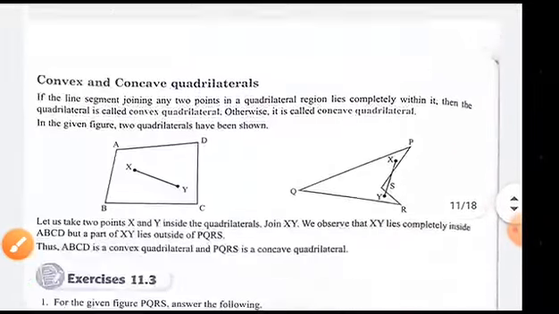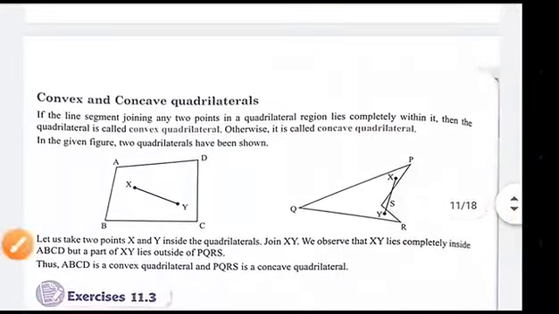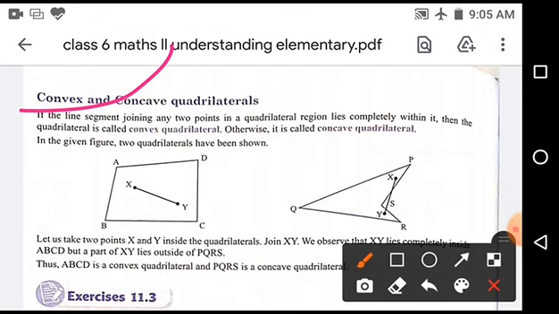Okay. Now, convex and concave of a quadrilateral. If the line segment joining any two points in a quadrilateral region lies completely within it, then the quadrilateral is called a convex quadrilateral. Got it? It means that if you draw a line and the ends of this line lie completely inside the quadrilateral, then such types of quadrilateral are called convex.